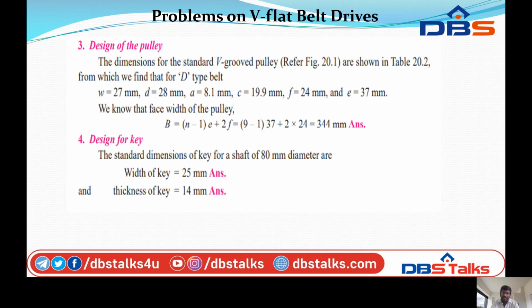So we know that the face width of the pulley is B is equal to n minus 1 into E plus 2F. So we can substitute the values. n is equal to number of belts is 9, so 9 minus 1, into E is 37, plus 2 into F 24, that is equal to 344 mm. This is the final result of the design of the pulley.